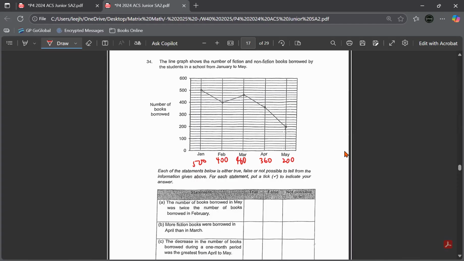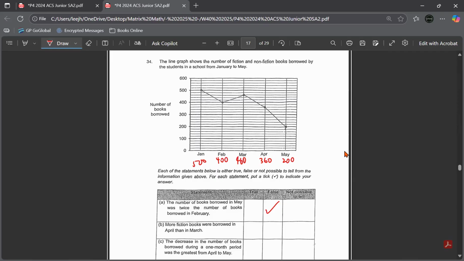So question A, the number of books borrowed in May was twice the number of books borrowed in February. So May is how many? 200. February is 400. But is May twice of February? No, it's actually half. So the answer is false.